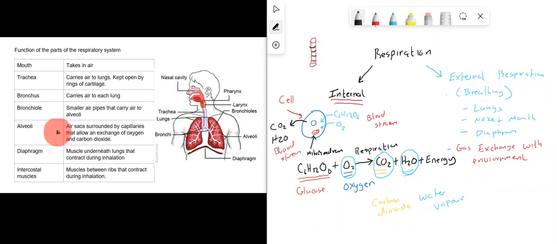The alveoli, the air sacs, are surrounded by capillaries that allow the exchange of oxygen and carbon dioxide. For example, the oxygen that needs to get into the body gets in through the breathing system, but it gets into the blood through these little air sacs called the alveoli. Then the opposite happens as well. The CO2 that the body has to get rid of is taken out of the blood and put into the air sacs, and then we breathe it back out through the breathing system.